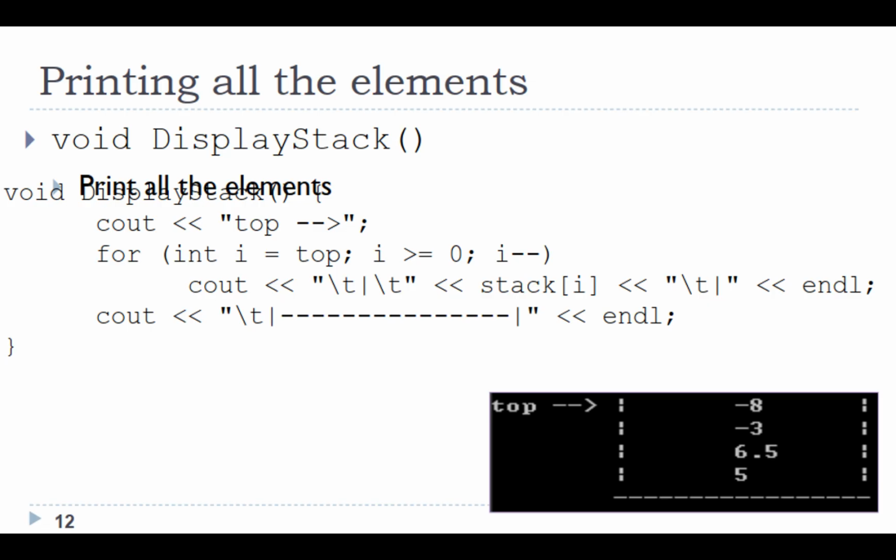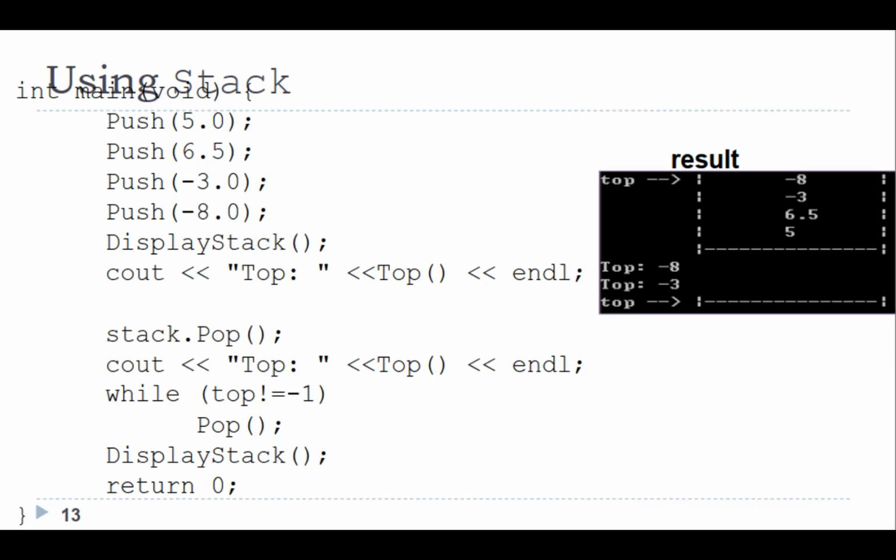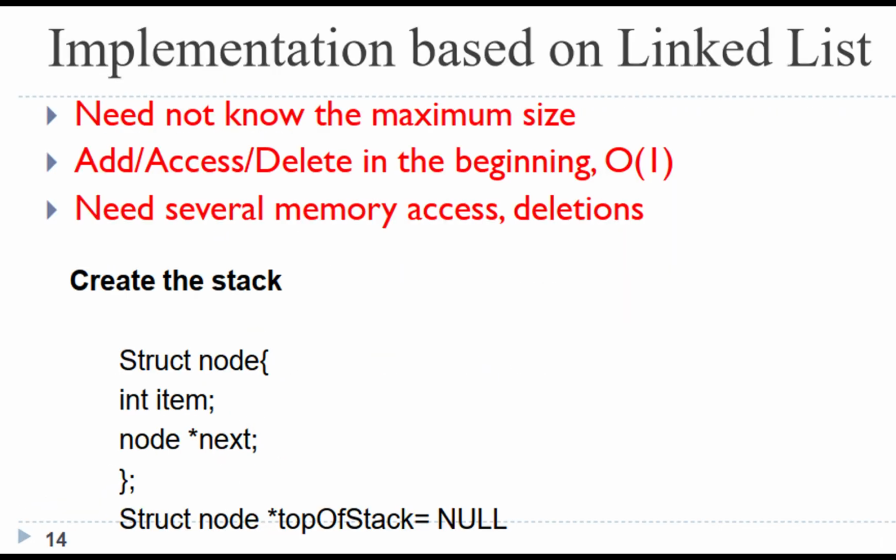12. int main: using stack, push 5.0, push 6.5, push -3.0, push -8.0, display stack. Print the top, then stack.pop, print the top again, while top is not equal to -1, pop, display stack, return 0. Result.